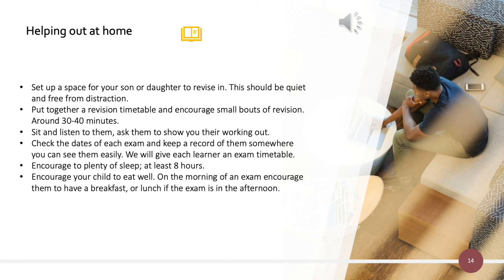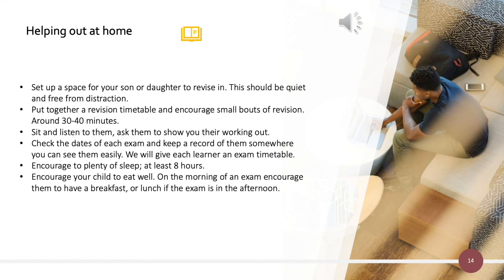On top of the specific websites given to you for both English and Maths, it's important to help out at home. Ways in which you can help out at home include setting up a space for your son or daughter to revise in. This should be a quiet space that's free from distractions. This might be somewhere like the dining room table or up in their bedroom.